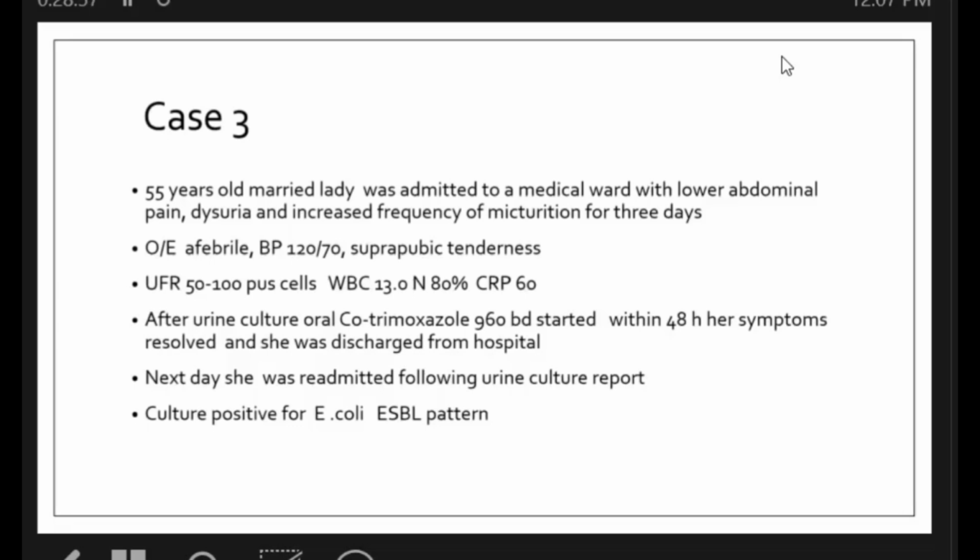This patient is a 53-year-old lady admitted to medical with low abdominal pain, dysuria, and increased frequency for the last 3 days. She was febrile, blood pressure was normal, with suprapubic tenderness and significant pyuria. There was leukocytosis and CRP was elevated, and after sending a urine culture, she was given co-trimoxazole for 48 hours. She was discharged from the hospital, and the next day she was readmitted following the urine culture. That's also a common thing. So we diagnosed an uncomplicated urinary tract infection, and the urine culture showed E. coli with an ESBL pattern.